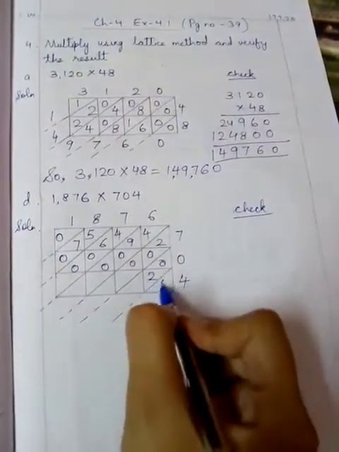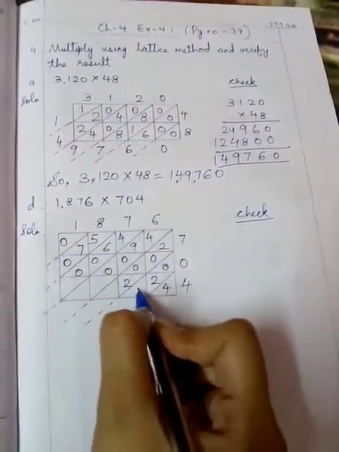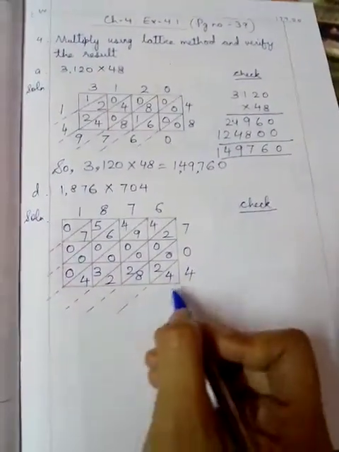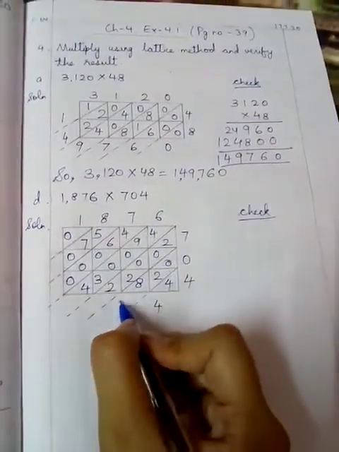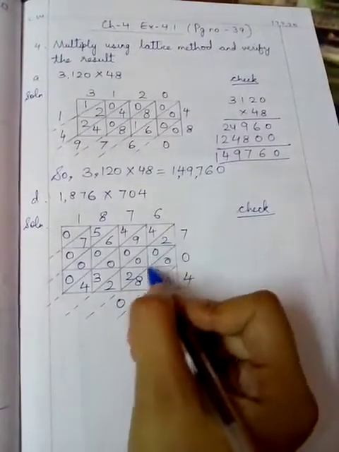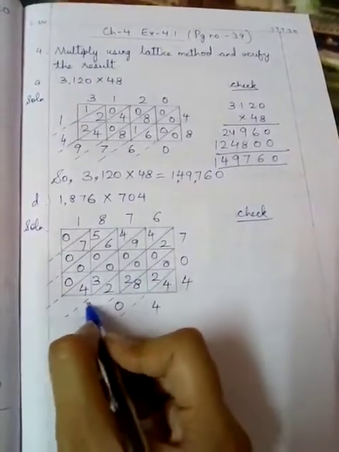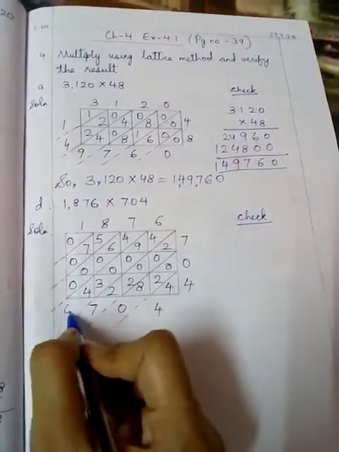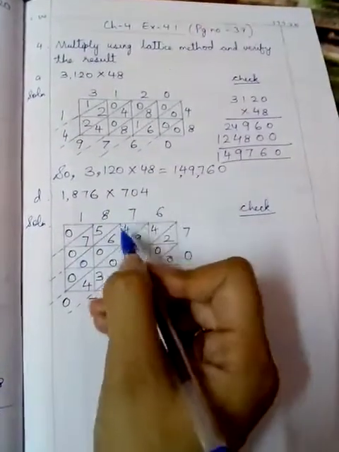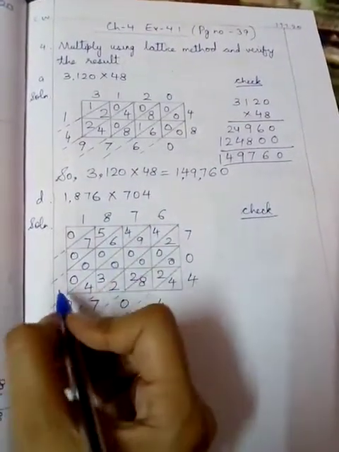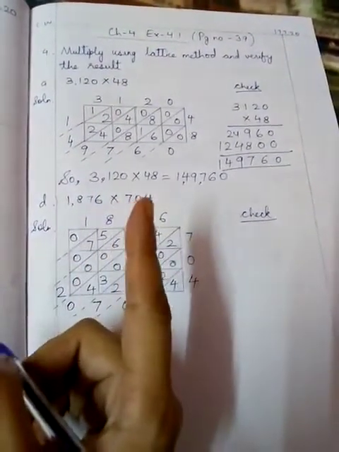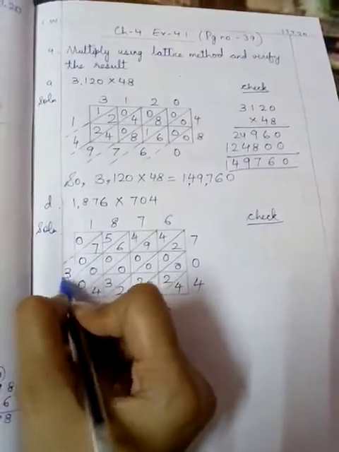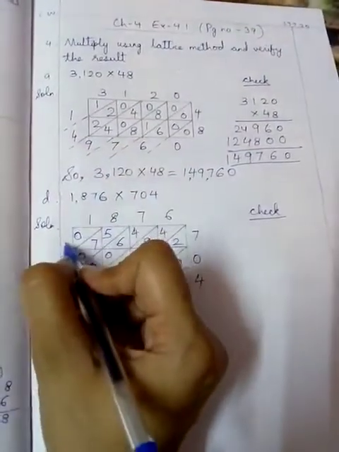4 6s are 24, 4 7s are 28, 4 8s are 32, 4 1s are 4, that is 0 4. It's time to add. 4, 8 plus 2, 10, carry 1, 2 plus 1, 3, 3 plus 2, 5, 5 plus 2, 7, 9 plus 4, that is 13, 13 plus 3, 16, 16 plus 4, 20, so 0 and carry 2. 4 plus 2 is 6, 6 plus 6, 12, rest are 0, carry 1 of 12, 5 plus 1 is 6, 6 plus 7 is 13, 3 and carry 1, 0 plus 1 is 1.